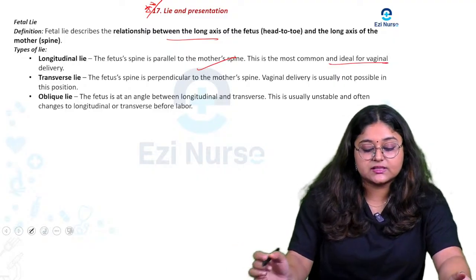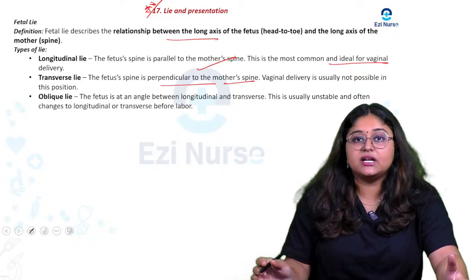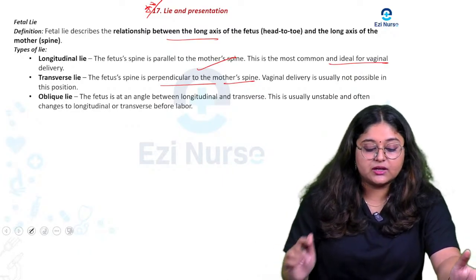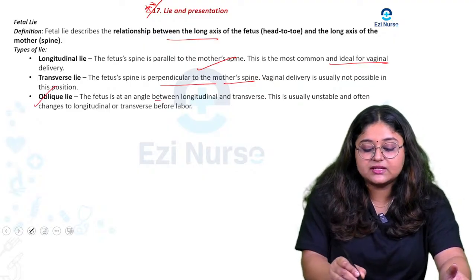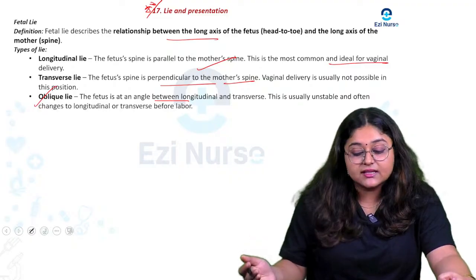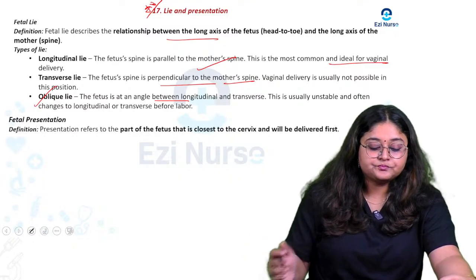Next is the transverse lie, when the fetus's spine is perpendicular to the mother's spine. Vaginal delivery is usually not possible, and cesarean section is the main option. Next is the oblique lie, when the fetus is at an angle between longitudinal and transverse. It is usually unstable and often changes to longitudinal or transverse before labor.